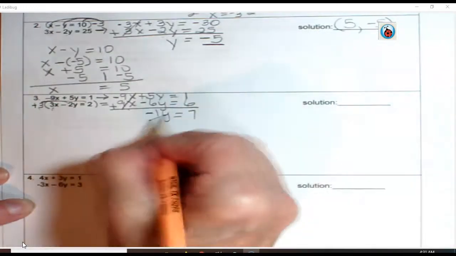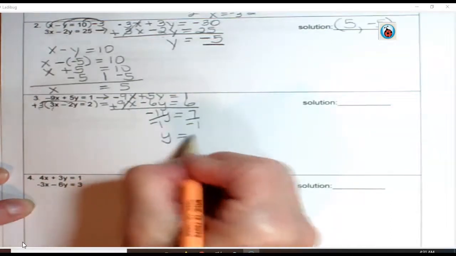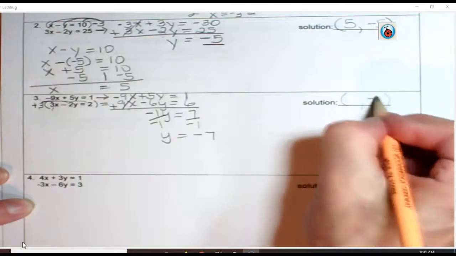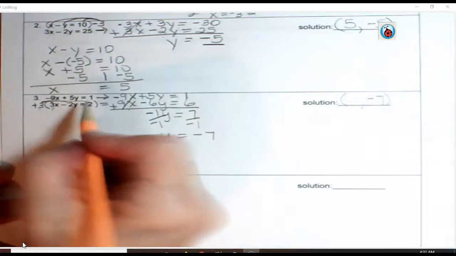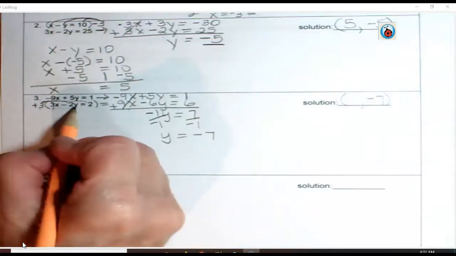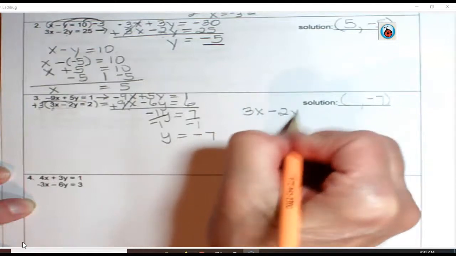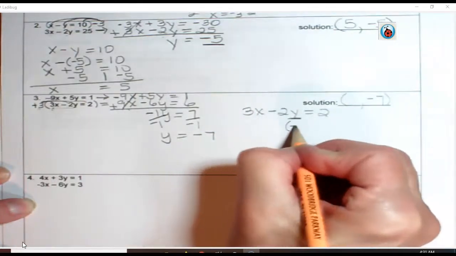Okay, divide by a negative 1. And my y is equal to negative 7. So I'm going to come over here and put it negative 7. All right, I'm going to pick this second equation because the numbers look smaller. So I'm going to do 3x minus 2y equals 2. In for my y right here, I'm going to put a negative 7.